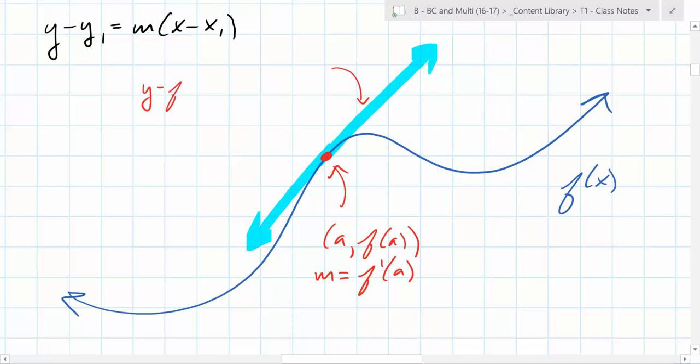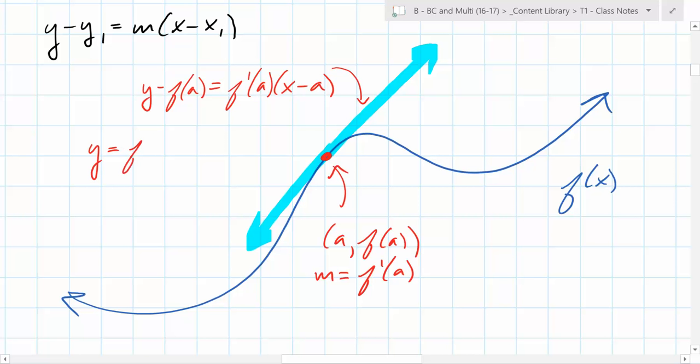Y minus f of a. F of a equals f prime. Yes, times. Yes, exactly. So if I wanted to write that in slope-intercept form, which we're kind of okay with because we took algebra 1 and they forced us to do that over and over again, what do you end up with?